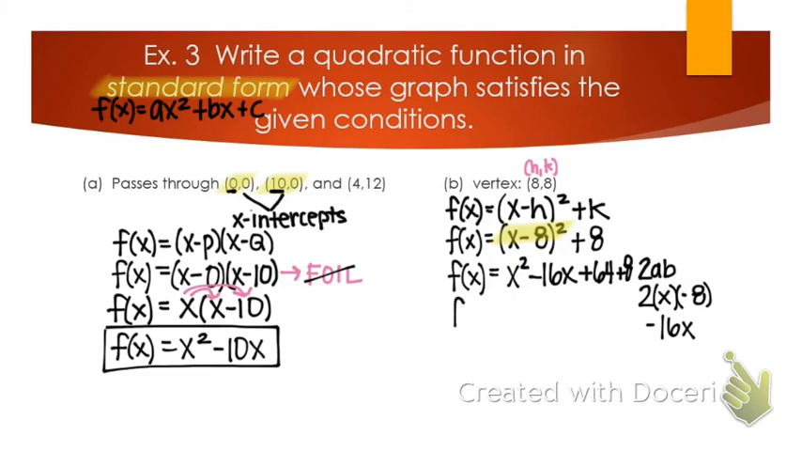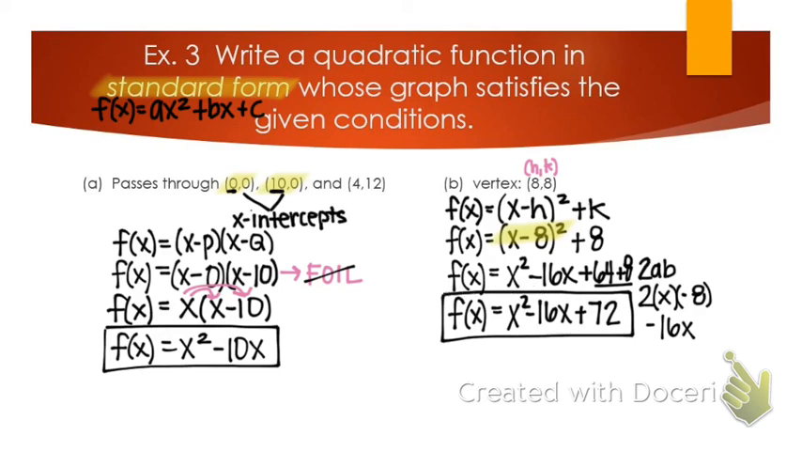So to finish this off, what is my very last step? Combine like terms. What are my like terms? 64 and 8. So when I combine them, what do I get? 72. Now, is this standard form? Yes. So that is my final answer. And this is lesson 8.5.